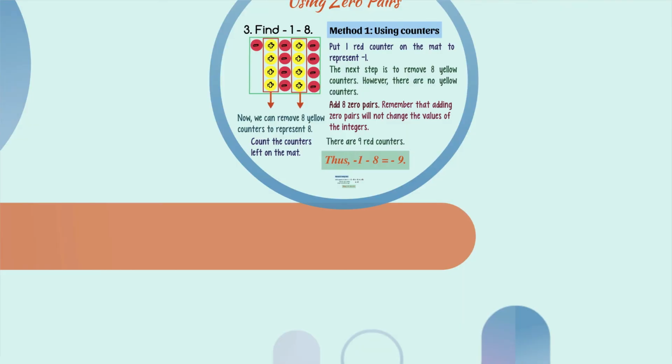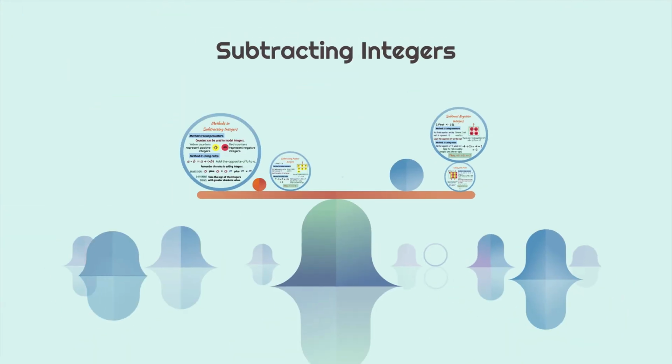That's all for this lesson. There are always more than one way to solve math problems. In this lesson, we use 2 methods in subtracting integers. It's up to you which method you will use. Choose whichever method is comfortable for you. Just make sure that your answer is always correct.